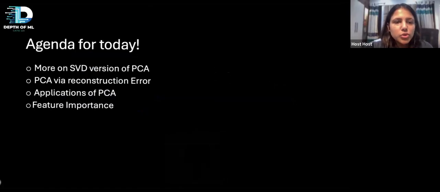So the agenda for today is this: we'll talk more about the SVD version of the PCA. Then we'll see another version of the PCA, which is via the reconstruction error. Then we'll look at some of the applications of PCA, and one of the applications is feature importance. So we'll look at that in a little bit more detail. And in the end, we'll solve some questions as well.